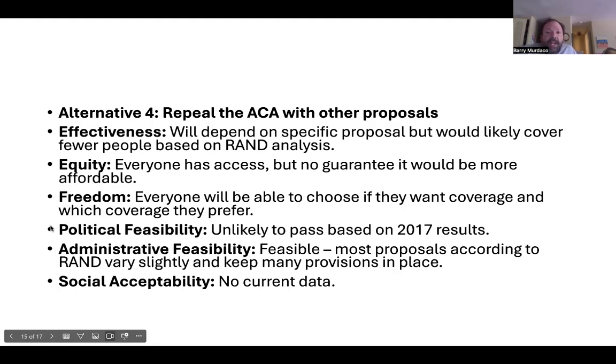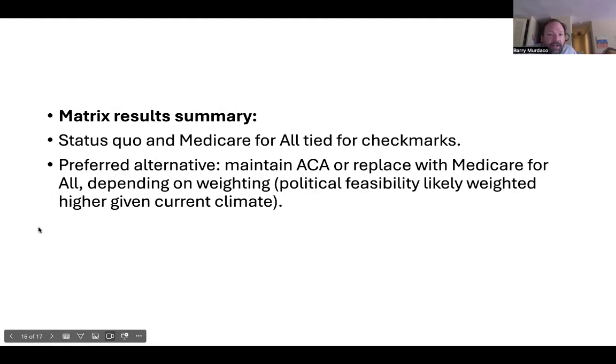And then finally, repeal the ACA with other proposals, which are never really specified, would depend on the specific proposal, but would likely cover fewer people based on the RAND analysis. Everyone has access, but no guarantee it would be more affordable. Everyone will be able to choose if they want coverage and which coverage they prefer. Unlikely to pass. Feasible in an administrative sense, and there's no real data on how popular a policy this would be. So this one they kind of leave alone because it's very vague and undefined.